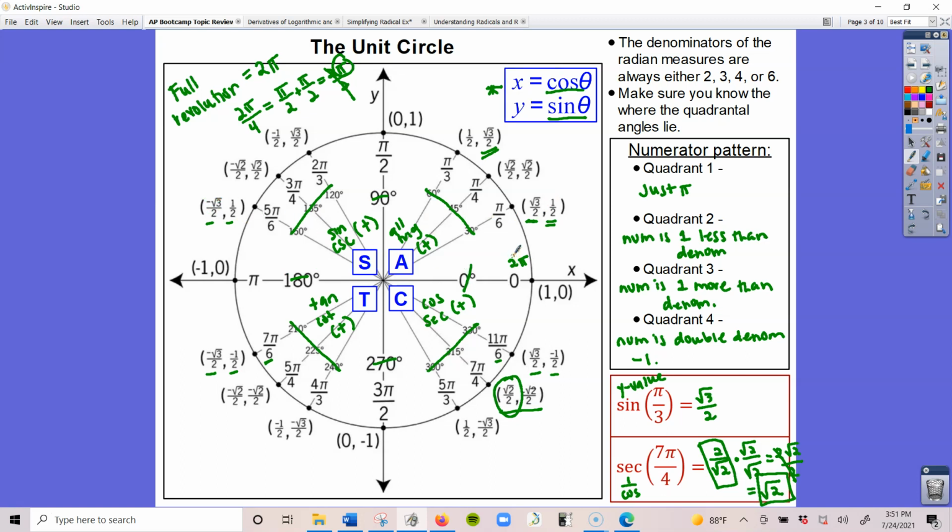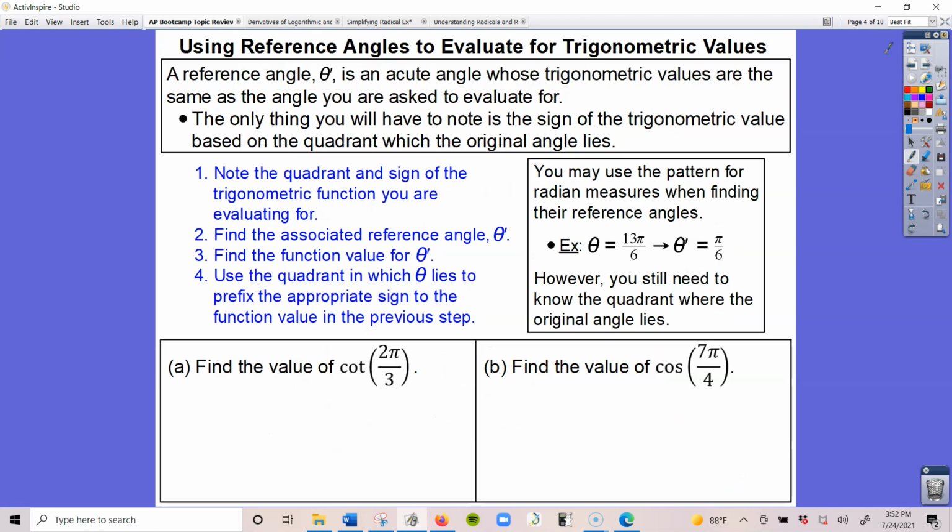So if I asked you to find the cosine of 7 pi over 6, I know that it's the same exact number as pi over 6, which is the square root of 3 over 2, but it may be a different sign. So a little shortcut here when we're trying to figure out what is the reference angle, I put here as an example, if we have the angle 13 pi over 6, the reference angle would be pi over 6. So for the reference angle of your radians, the numerator will always just be pi and the denominator is the same as the original angle.